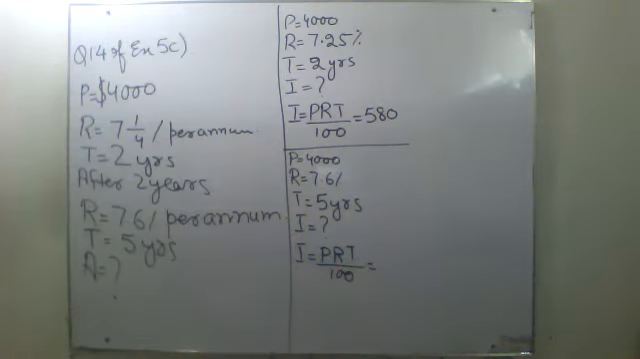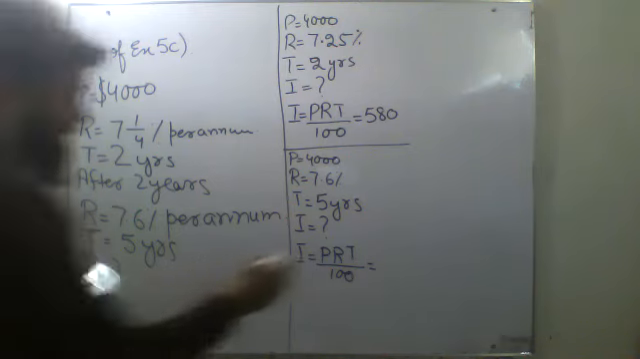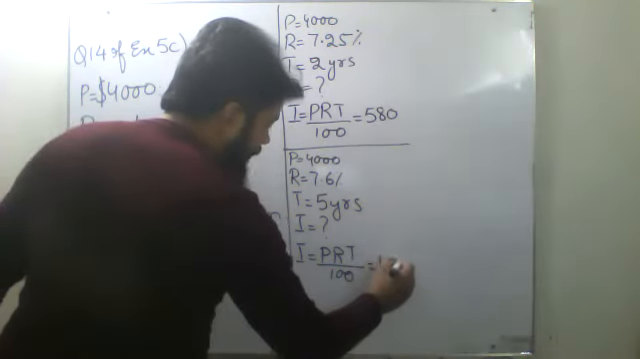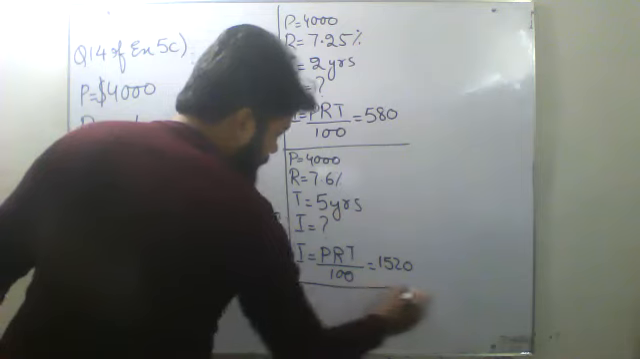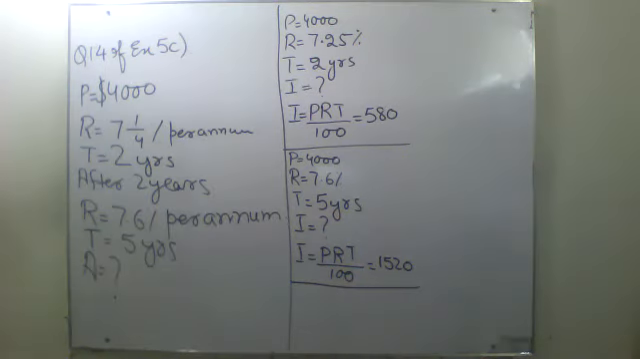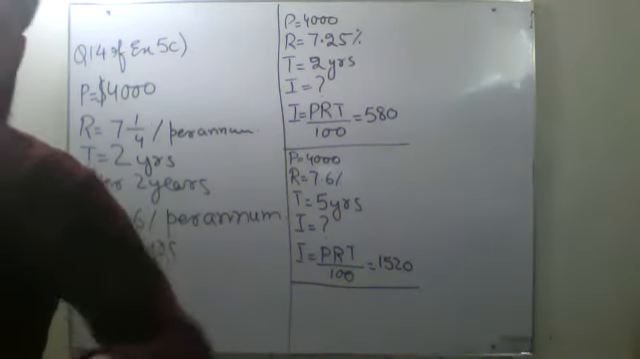So, P is 4,000. R is given to me as 7.6. T is given to me as 5. Four thousand into 7.6 into 5 and divided by 100. The answer is coming $1520. Now, how will I find the amount? What will be the amount after 7 years?